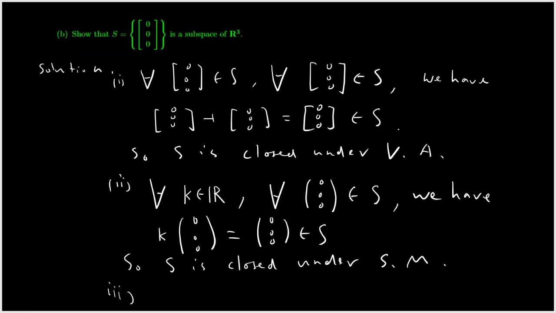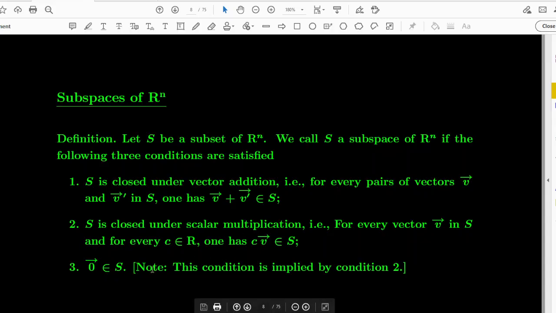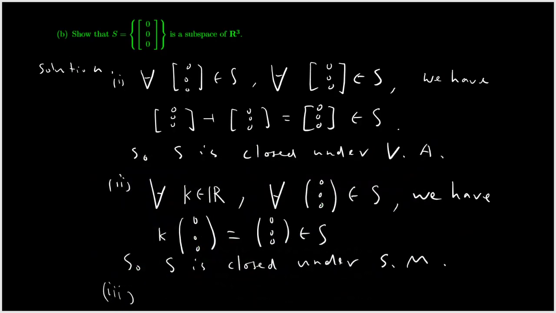And then lastly, we want to show the last condition: the zero vector is in S. Now look at the last condition. The zero vector in R^n is a vector in S, the general case. Of course, the zero vector is in S, so in this particular case, because S is the subset of R3 consisting of only the zero vector.